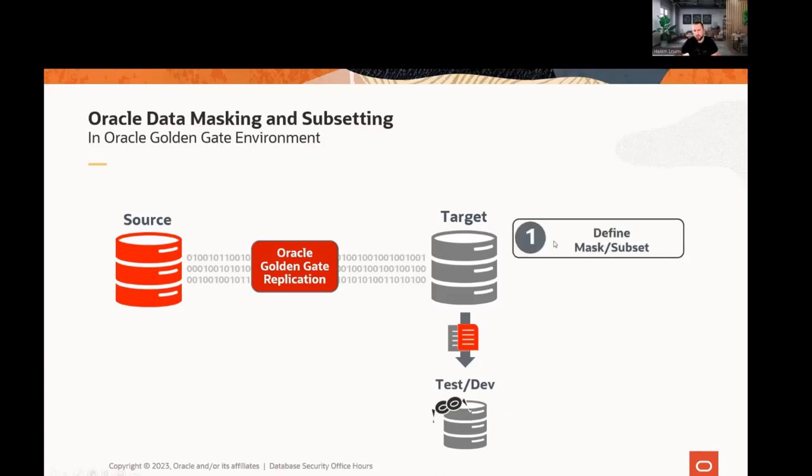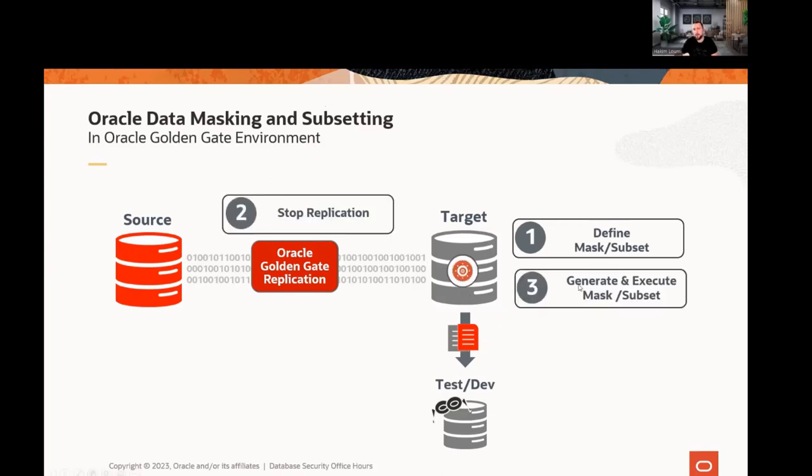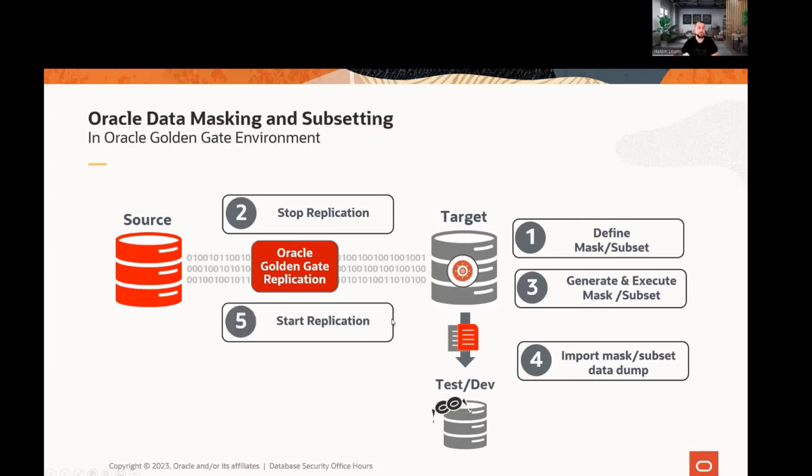Okay. So in that case, you can define the mask and subset script into your target, and you can stop the replication, apply, of course, these different scripts, generate or duplicate the data with the Data Pump import, for example, into your test dev or target database. And at the end, of course, you restart the replication again to refresh the environment and to pick up the new data.